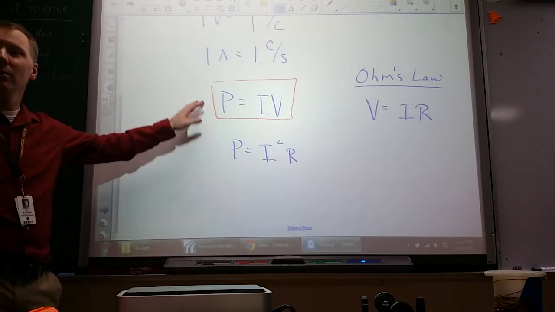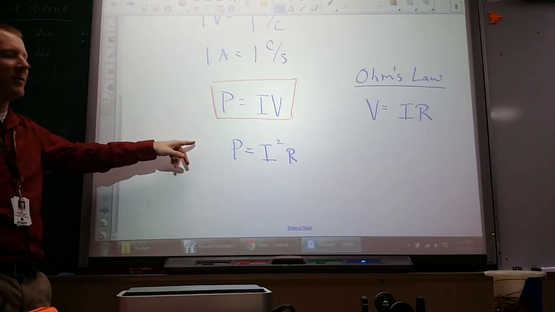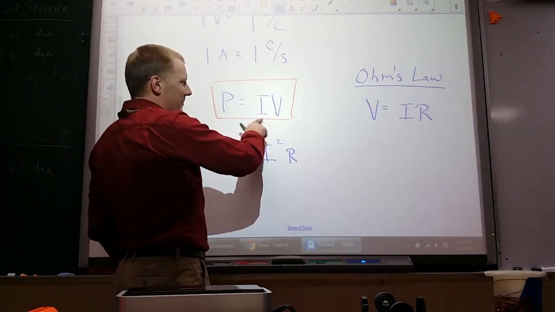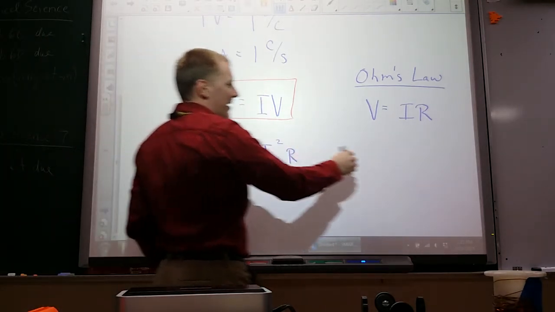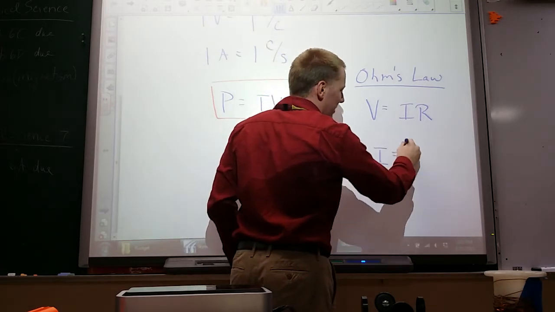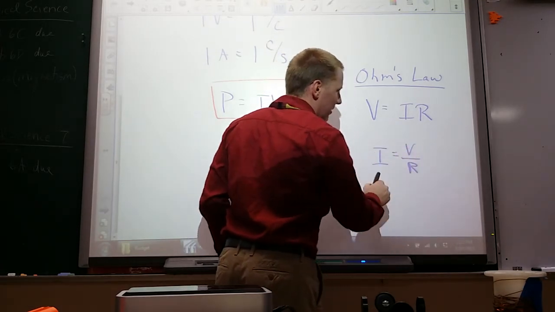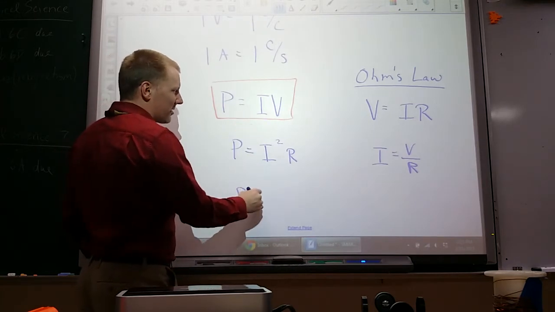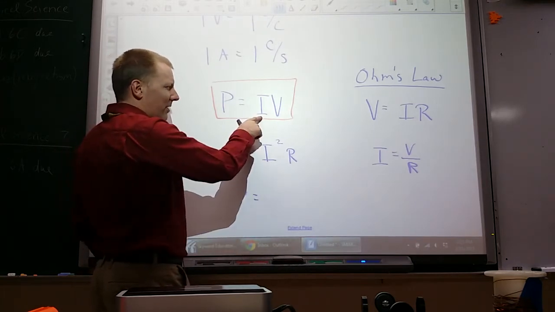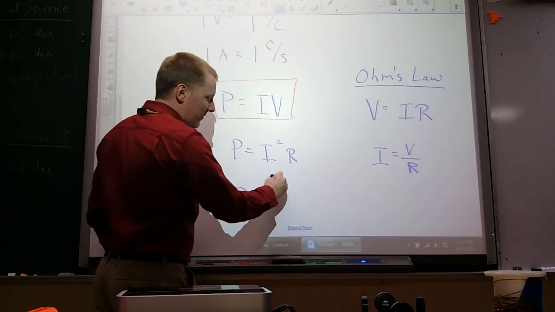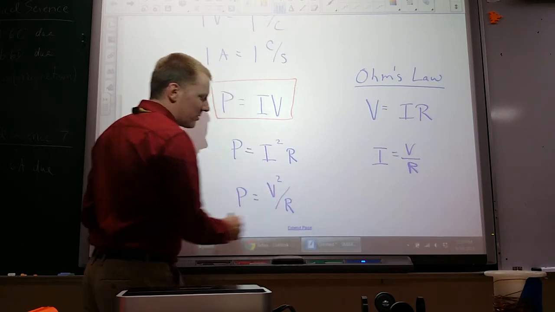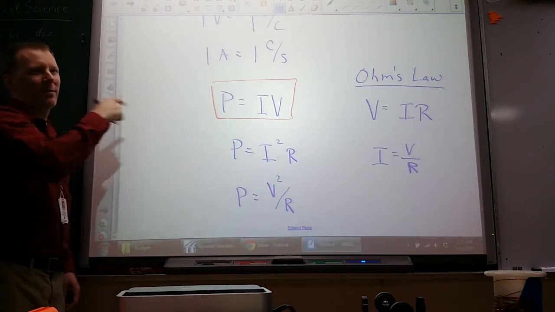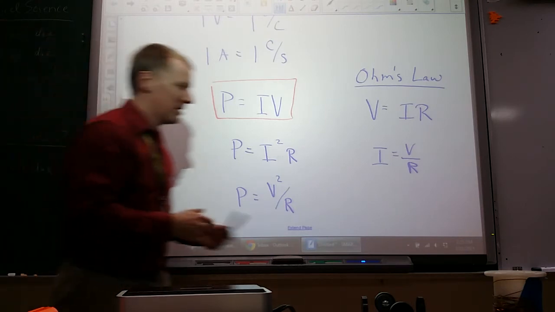So that's an equivalent way, just what might save you a step sometime. Likewise, if I solved my Ohm's law for I, I would get I is equal to V over R. Substitute that in for I, I could also write this, instead of I, I'd have V over R times V, so that'd be V squared over R. Those are two equivalent ways to get to the same thing, but it might save you a step depending on what you're looking at.